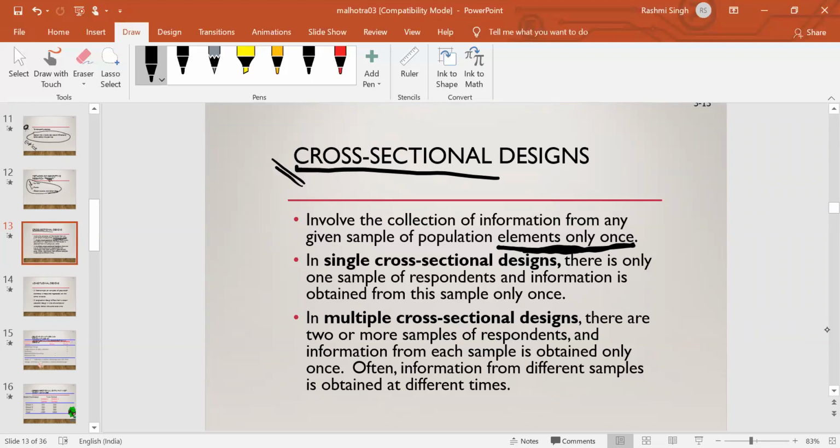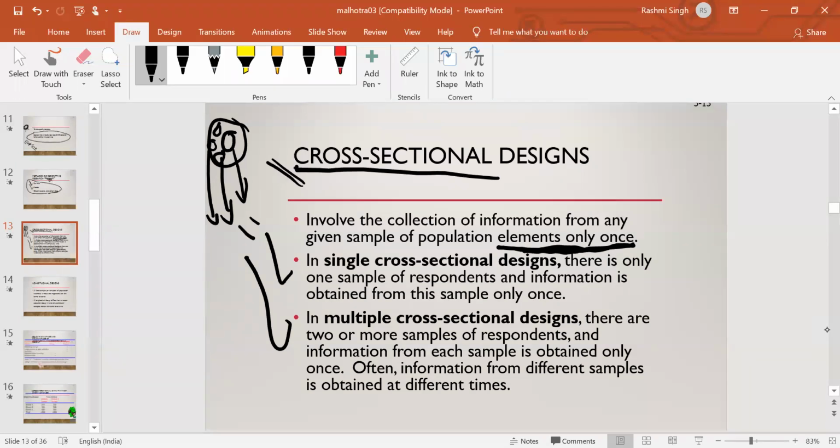This cross-sectional design is further classified as single cross-sectional and multiple cross-sectional. In single cross-sectional, from the population, suppose this is a defined set of your population, you will select a single sample and collect some data. Then you will say it's a single cross-sectional design. In multiple cross-sectional design, you will collect multiple samples from the same population, and then collect data from all those samples, but only once. That is known as the multiple cross-sectional design.